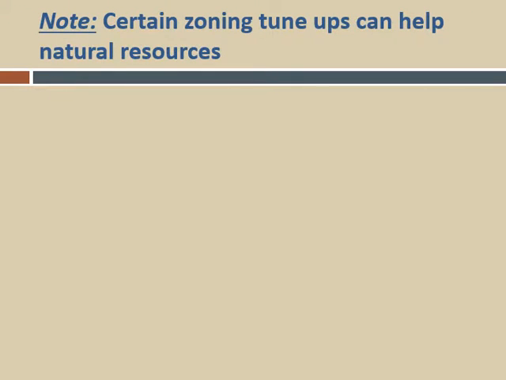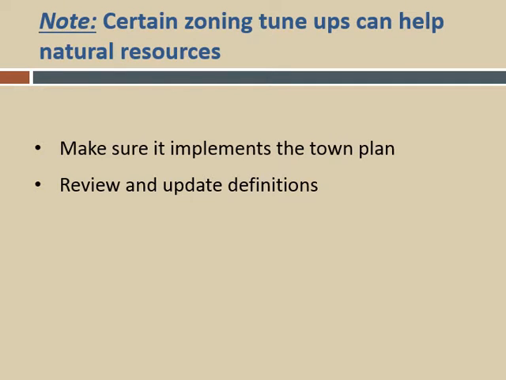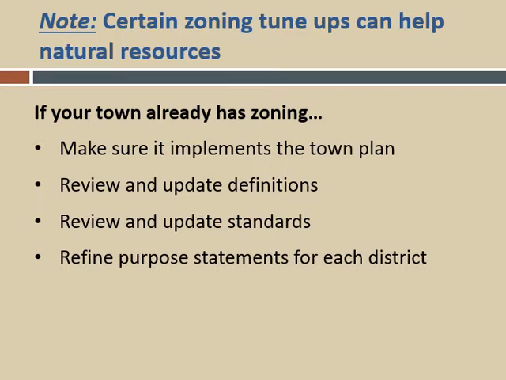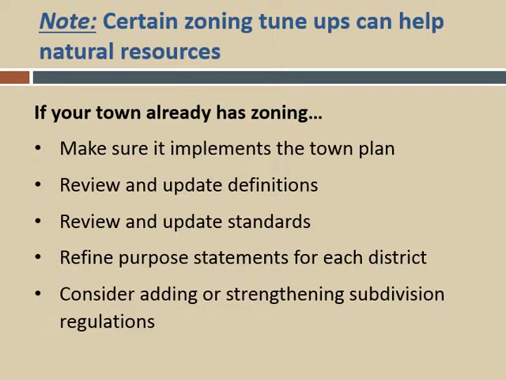So if your town already has zoning, there are a few basic steps that you can take that will provide useful general improvements. The first is to review and update definitions. Are all the terms defined? Are all the definitions clear? You'll also want to review and update the standards. Are they specific, and do they say how the resources should be treated? Do the bylaws implement the town plan? Make sure the important resources identified in the town plan are also addressed in the zoning, and that's usually a big gap.